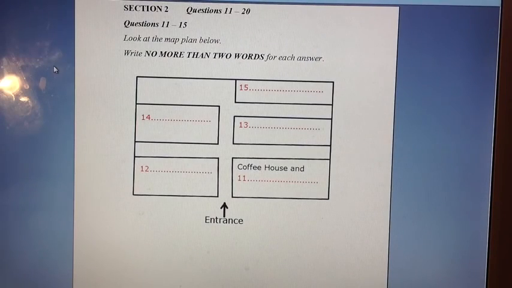Another type of map labeling task here. We read the instructions, look at the map below, write no more than 2 words for each answer. Just that. The same goes with this map labeling task here that you may come across. Just be careful of the words limit, so it kind of reminds you of note completion tasks.